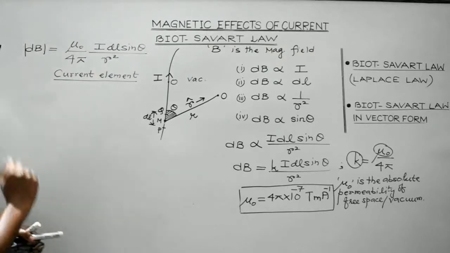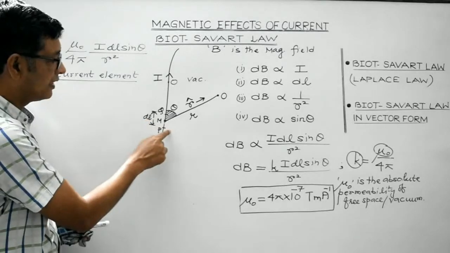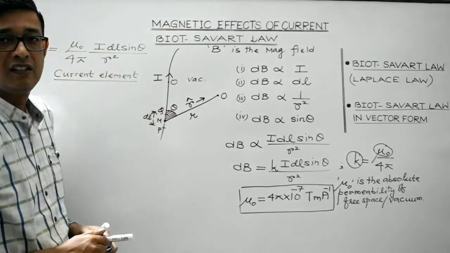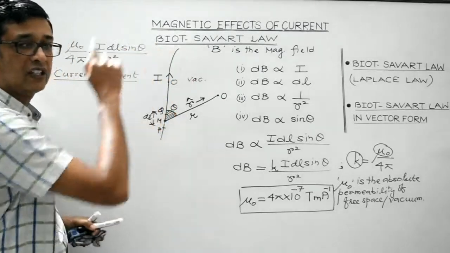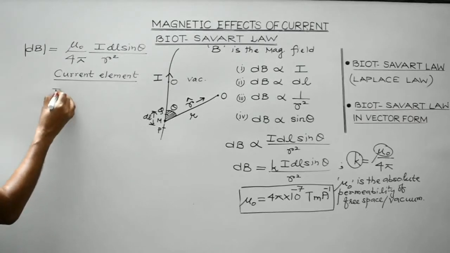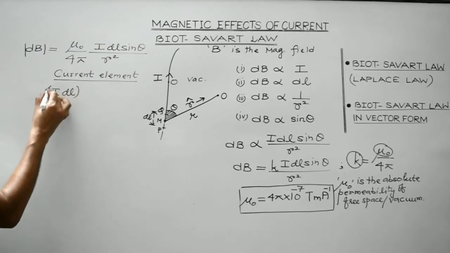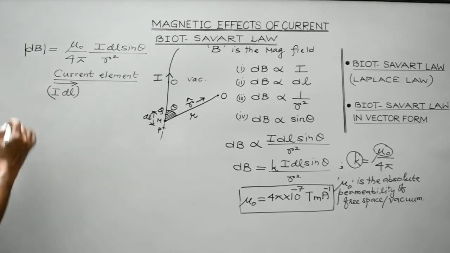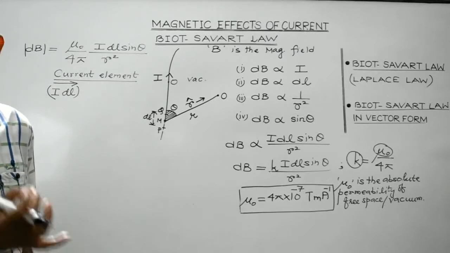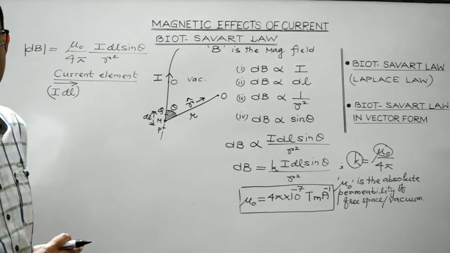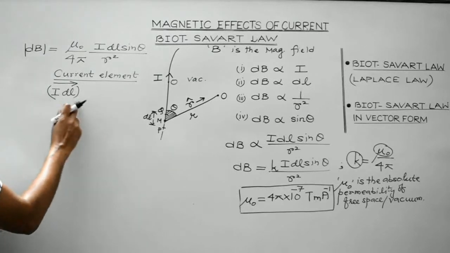Now current element, when the length of this elementary portion PQ, that is dl, is measured along the direction of the flow of the current, then the term current multiplied by the length of this elementary portion, this entire term, is treated as a vector and is known as current element. So I dl represents current element. Magnetic field at a point is due to a current element, right?